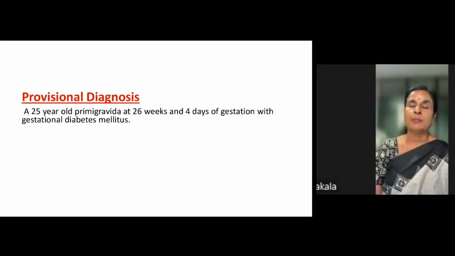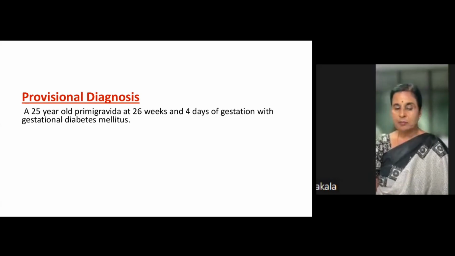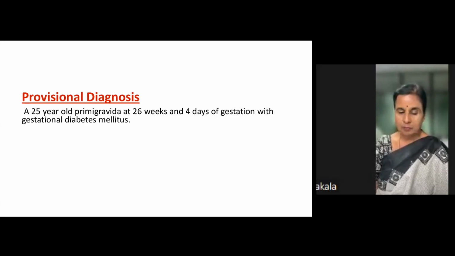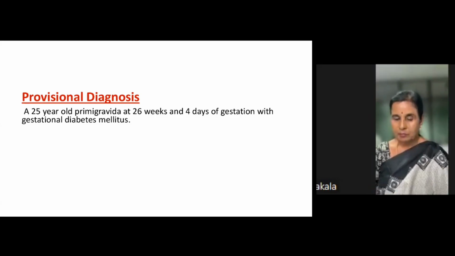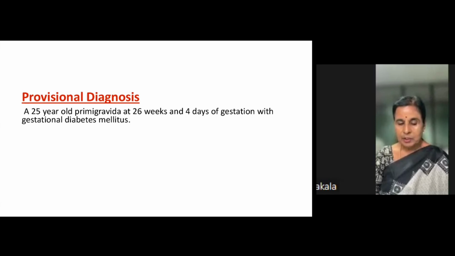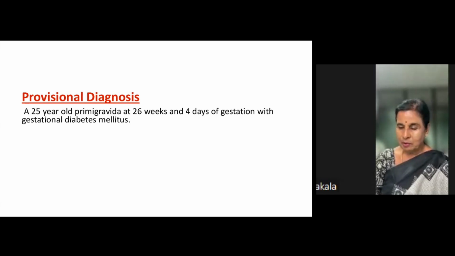Complications of GDM. The maternal complications can be: there's increased risk of abortion. There can be polyhydramnios. There can be association with preeclampsia. There can be preterm labor because of asymptomatic bacteriuria and recurrent urinary infections. And there is ketoacidosis and hypoglycemia also seen during pregnancy.